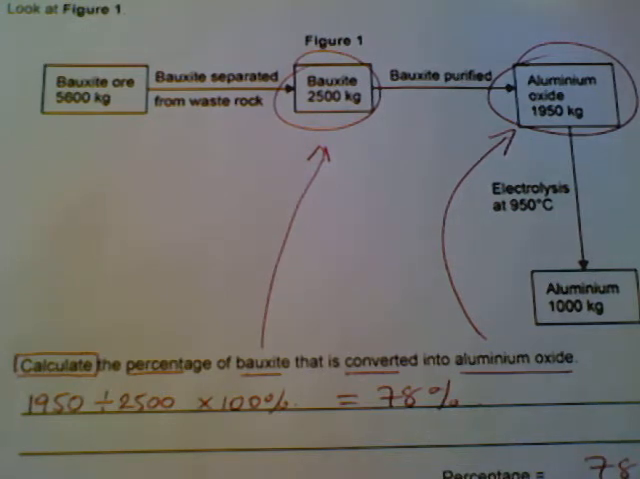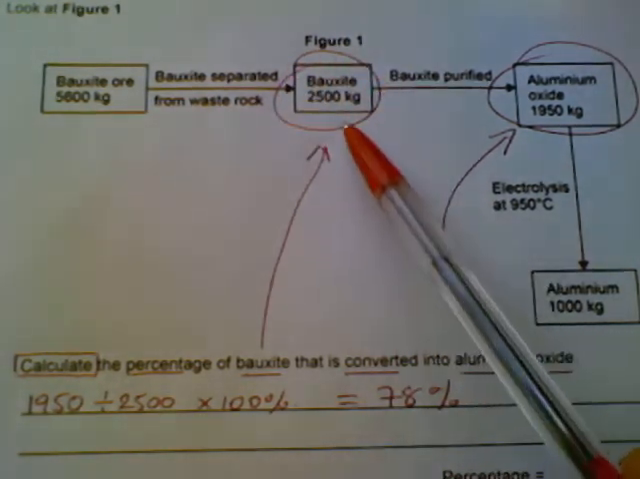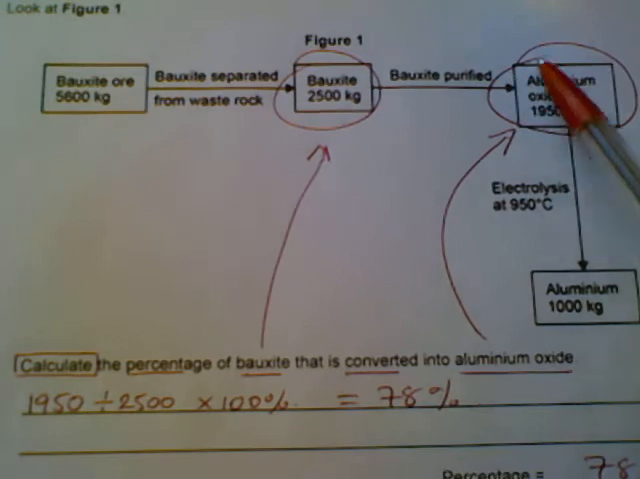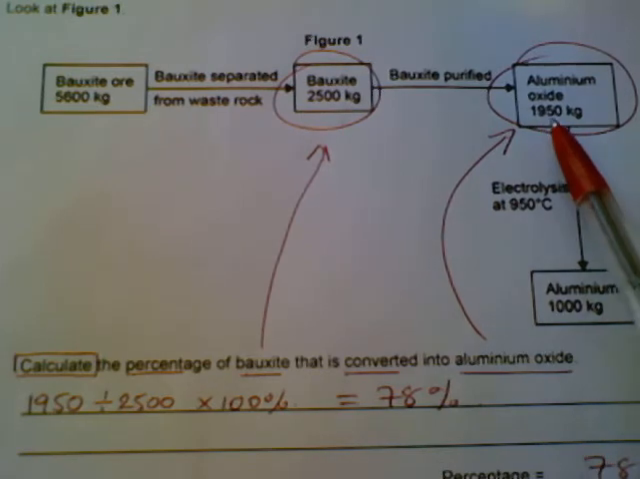Okay, second part of the video, C6 electrolysis test. This is question 3F onwards. Here you're asked to calculate the percentage of bauxite that's converted into aluminium oxide. And that is done by taking the 2,500 kilograms of bauxite and the 1,950 kilograms of aluminium. You work out the percentage that 1,950 is of 2,500.